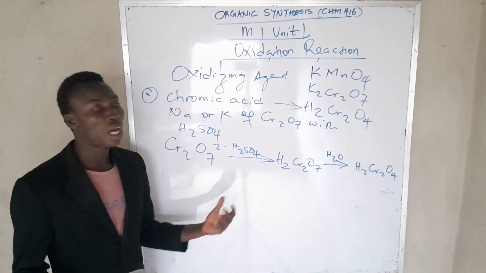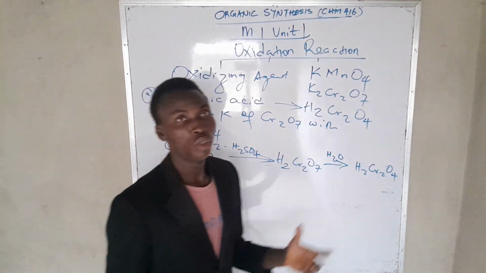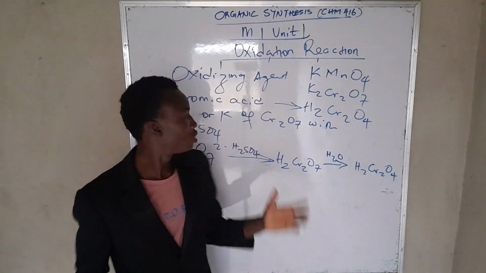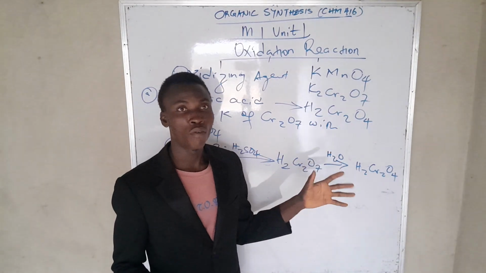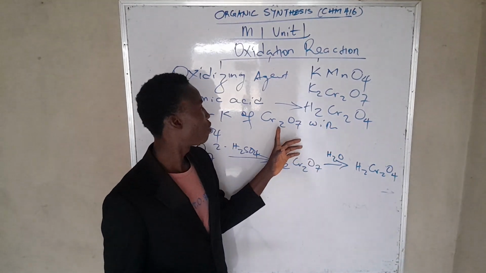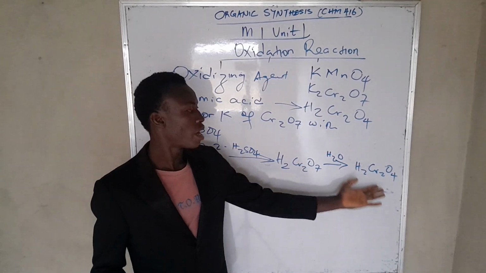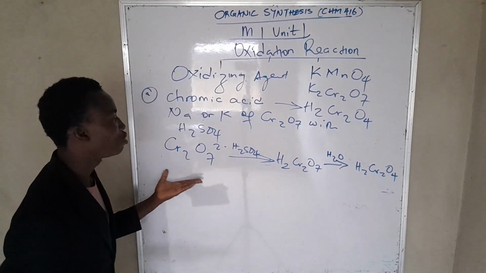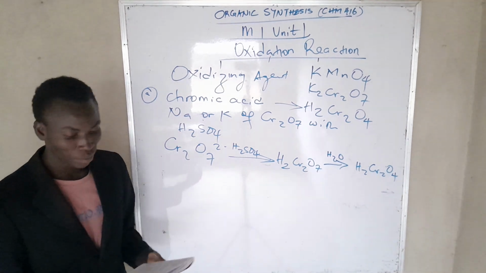So when they ask you how to prepare chromic acid, you tell them that it is by the action of sodium or potassium dichromate on H2SO4. But take note that it's coming from the Cr2O7, and eventually you have this equation. You can write this equation to showcase the preparation of the said compound.